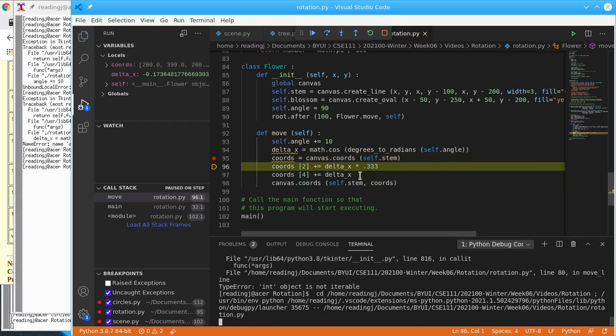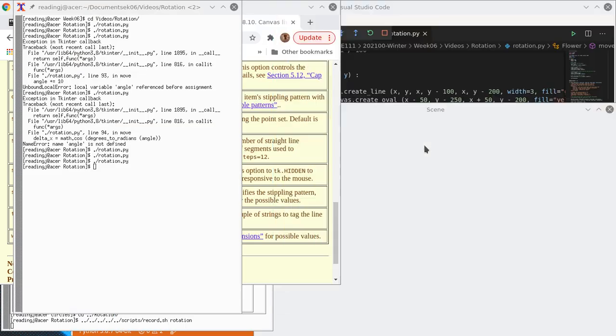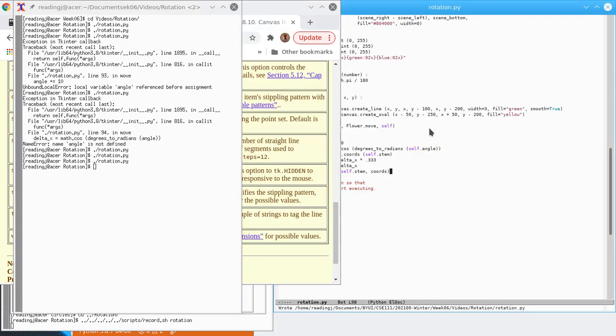So we step. Ooh, delta x is a very small number. That's why we couldn't see it move. I forgot to give a scale factor to delta x. That's what the problem was. For now, we'll just leave it here.